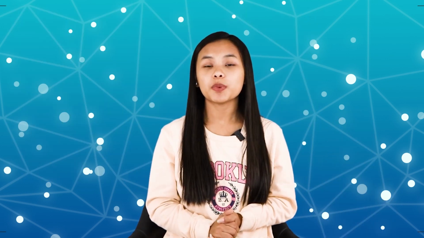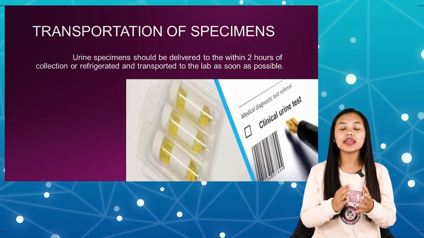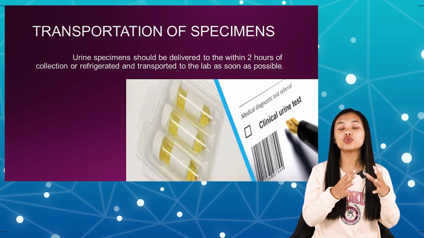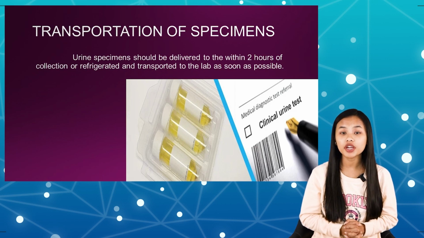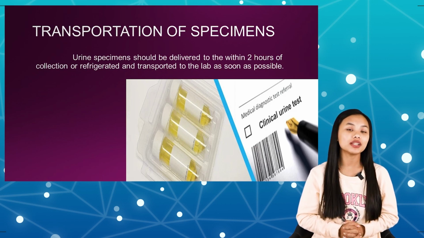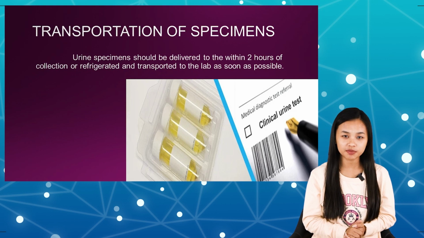So these are the various specimens that can be collected depending on the type of specimen which is required, as well as the purpose for which this specimen is collected. After all the specimens have been collected, they must be properly labeled, and delivered within 2 hours of collection or refrigerated and transported to the lab as soon as possible. So these are the various ways through which the urine specimen can be collected.